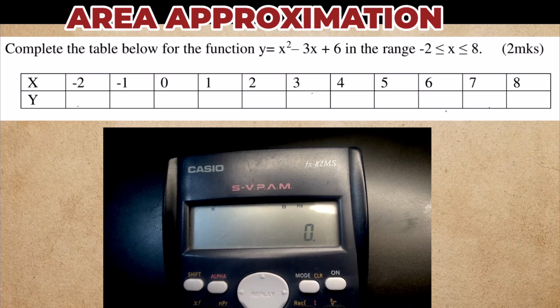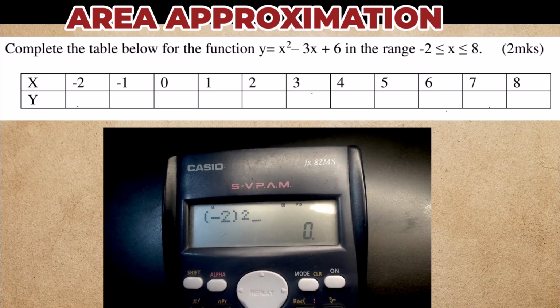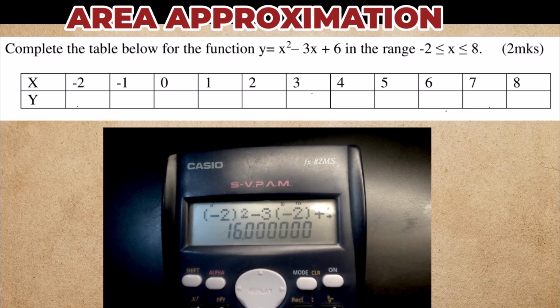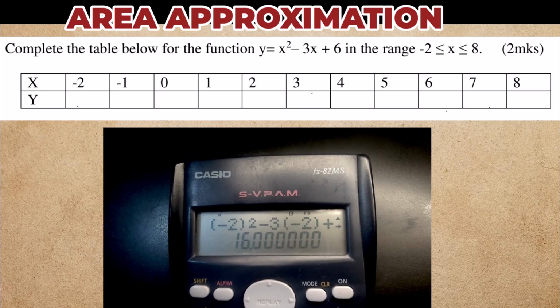For example, the first one, x is equals to -2. So using the function y is equals to x squared, you substitute x with -2. So ensure you put the brackets. So you're squaring -2, then subtract 3, x is -2 again, and then plus 6. So that gives 16.